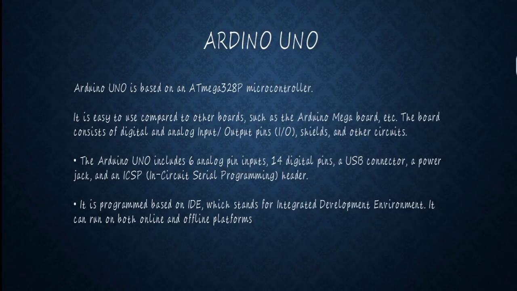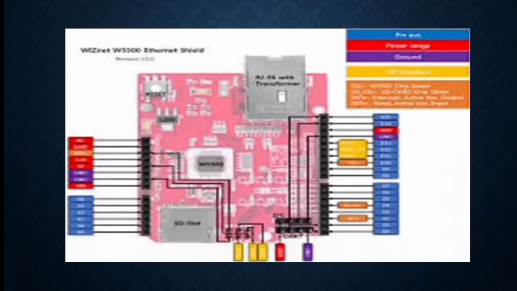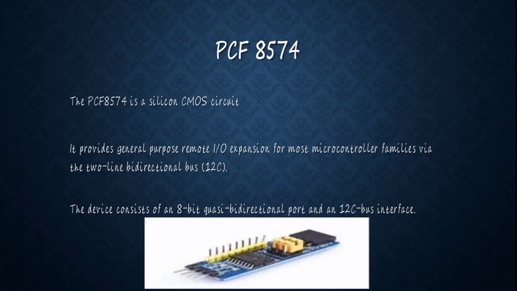Now we will explain briefly about the components of the project. The first one is Arduino Uno. Arduino Uno is based on the ATmega328 microcontroller. Next one is ETHW5500. It is a hardware TCP/IP embedded internet controller that provides easy internet connection to embedded systems. And this is the internet server. PCF8574 is a silicon CMOS circuit. It is a general purpose remote input output expansion.